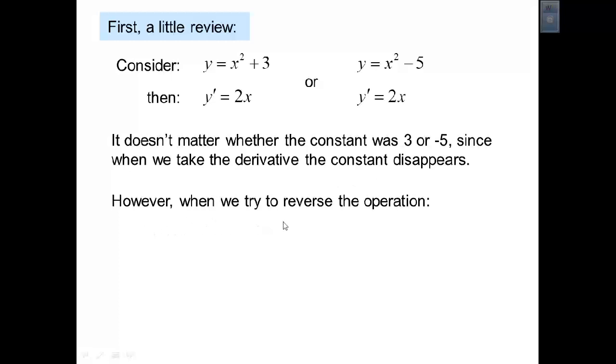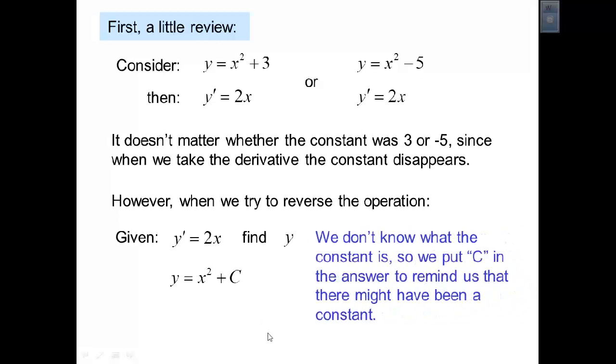Now, however, when we try to reverse the operation and go from y prime to y, if we have y prime equals 2x and we're going to find y, well, we get y equals x squared plus c. And if you remember, we did talk about the plus c a little bit, not much, but the plus c takes the place of this constant here that may or may not exist. It may be 0, in which case the c doesn't exist.